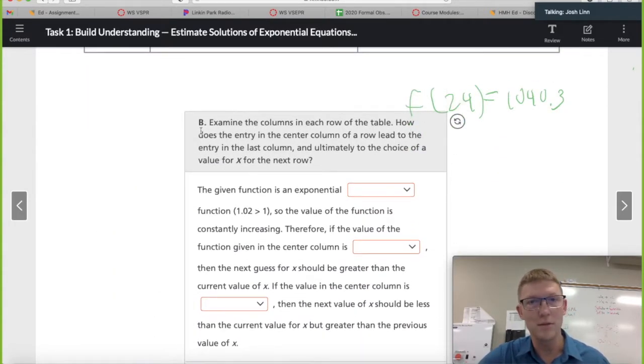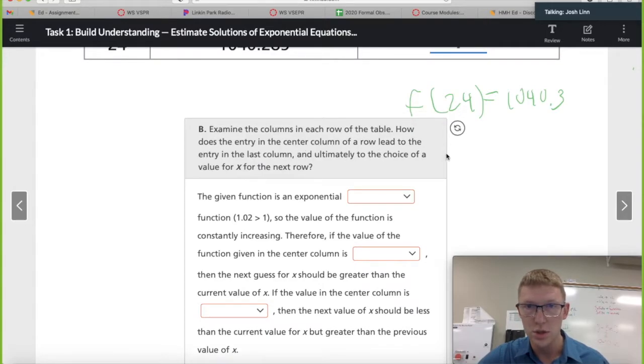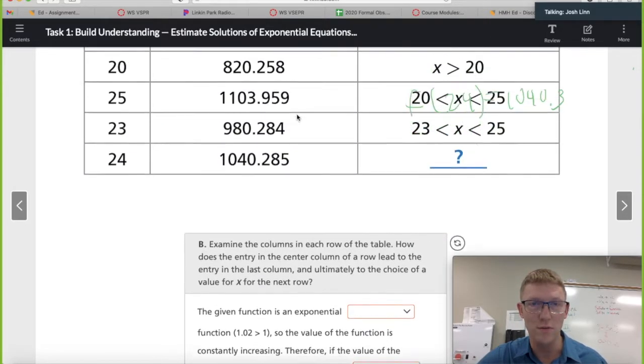So examine the columns in each row. How does the entry in the center column of the row lead to the entry in the last column and ultimately to the choice of a value of x for the next row?